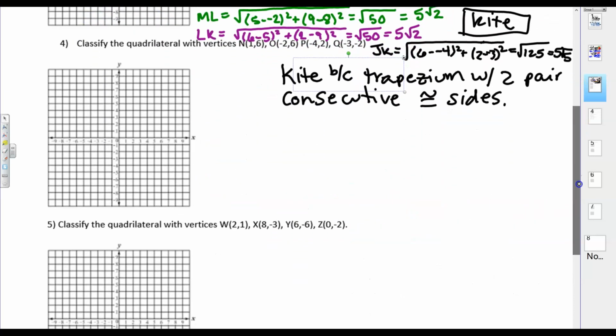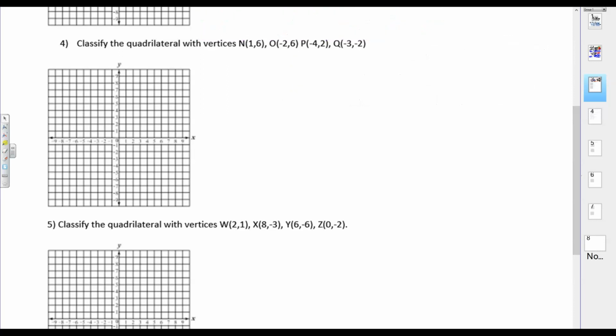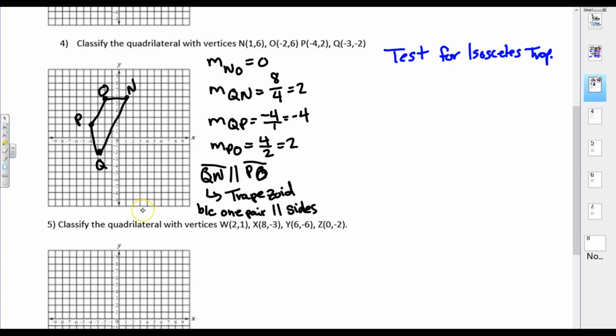All right, I want you guys now to take a minute and look at number 4. I'm going to erase some of this. Go ahead on 4, plot the 4 points and find the slope of all 4 sides. So when I go through this, we plot all of our points and we get that QN and PO have the same slope of 2, but there are no other pairs, so we know it's a trapezoid because there's 1 pair of parallel sides.